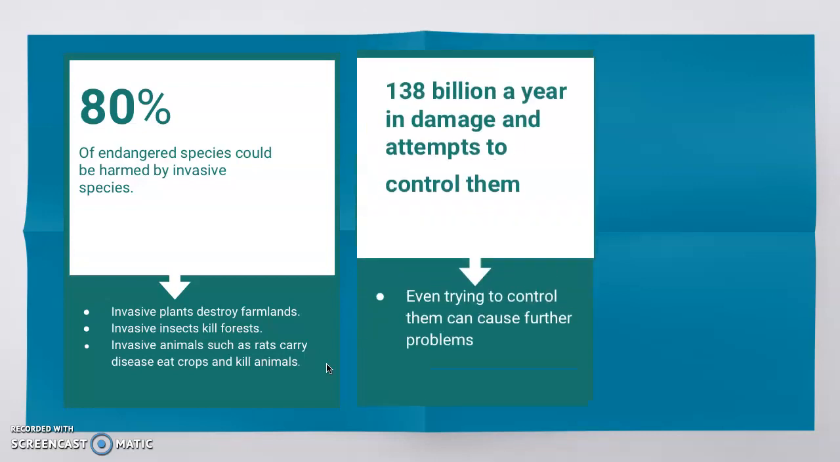The second information is that there is 138 billion a year in damage and attempts to control them. So billions of United States dollars, they have been investing money on reducing the impact of these species, but even trying to control them can cause further problems. So it's really hard, and that's why it impacts the economy of a country as well.